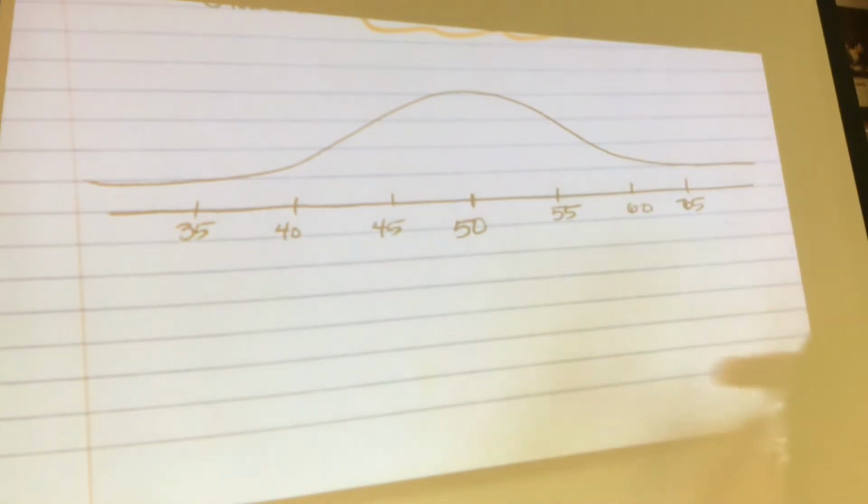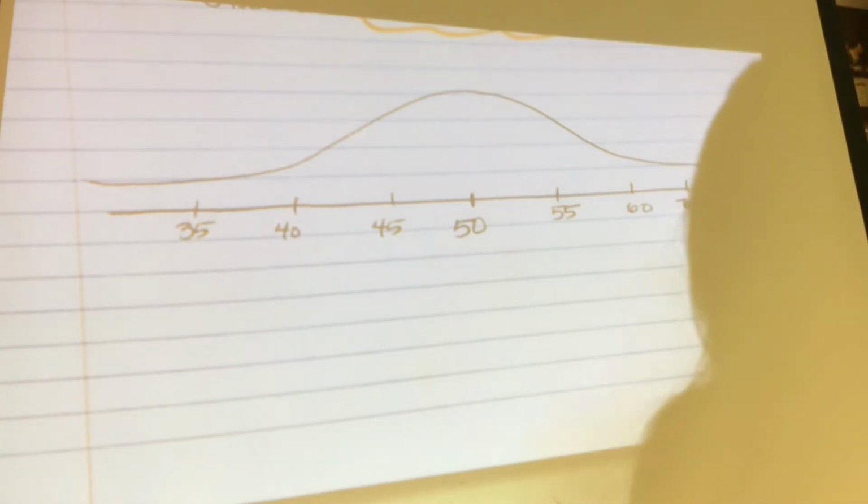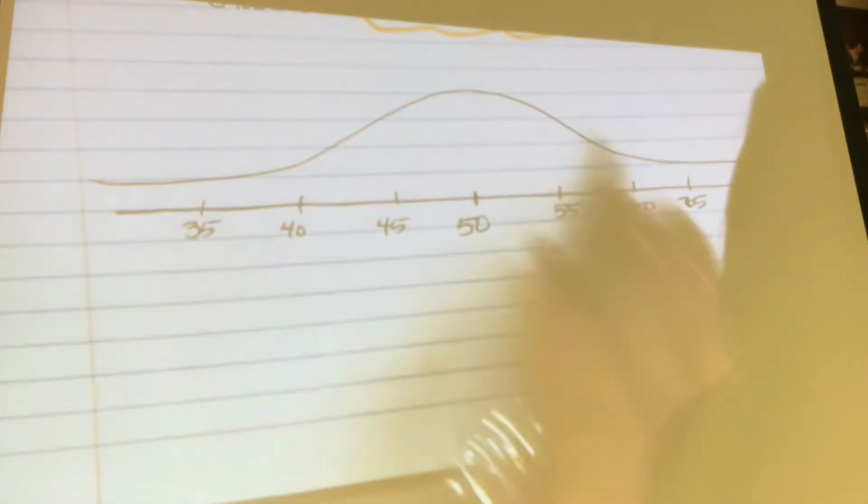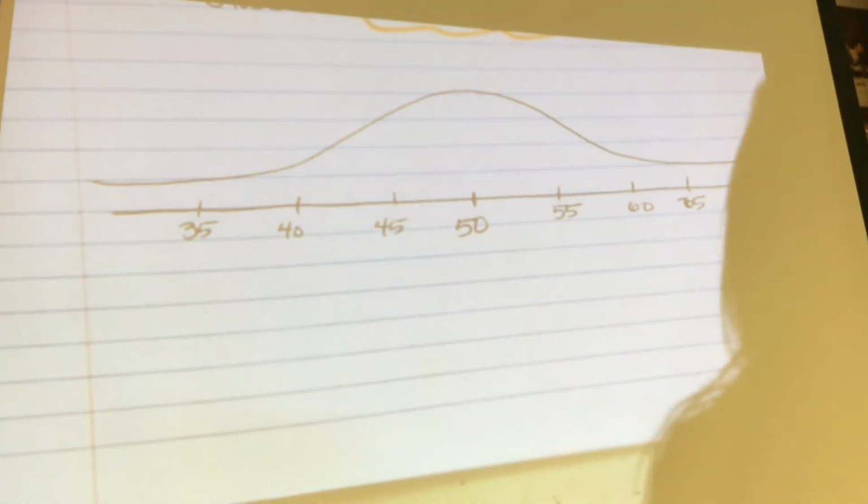If I give Renee $55, what's her z-score? 1. Tarlene, if I give you $40, what's your z-score? -2. So each one of us is not going to get exactly $50. It's just somewhere in this bell curve. Everybody with me? Yes or no?